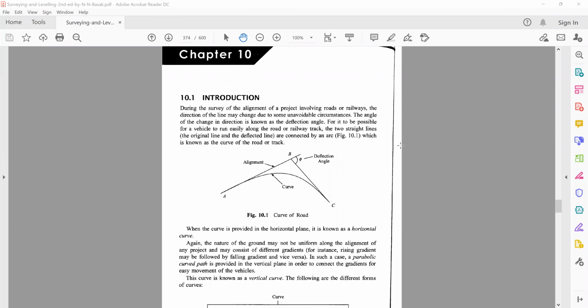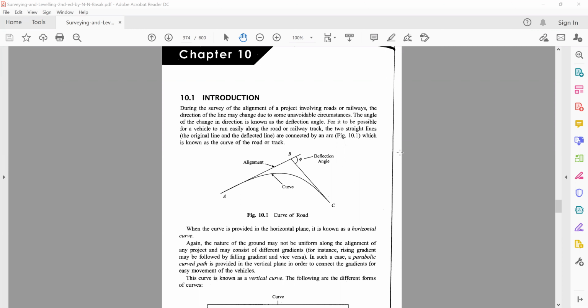Good morning, everyone. So we'll start with our next topic, which is curves, which is basically an application of theodolite traversing principles that we have studied before. So let's first discuss what a curve is. A curve is basically a way to join two intersections.